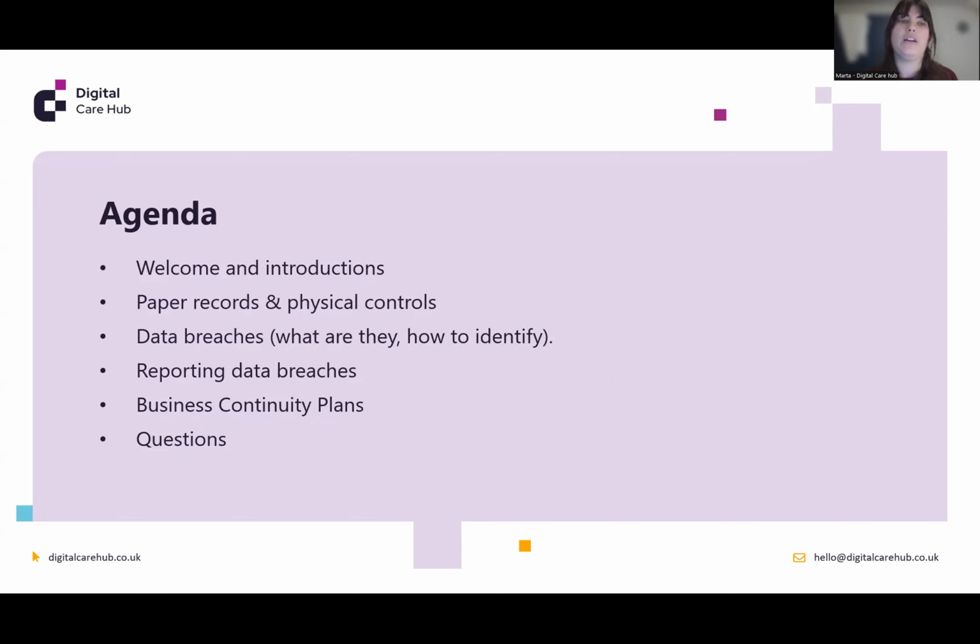We are going to cover paper records and physical controls for these, data breaches and what they are, how to identify them, and how to report them through the DSPT system, business continuity plans, and then we'll have a little bit of time for questions.